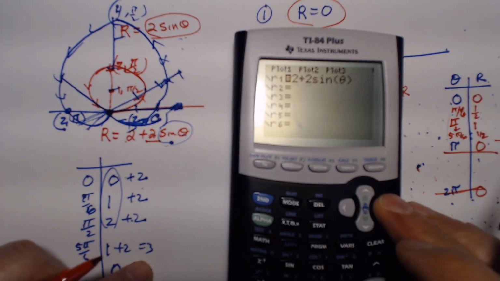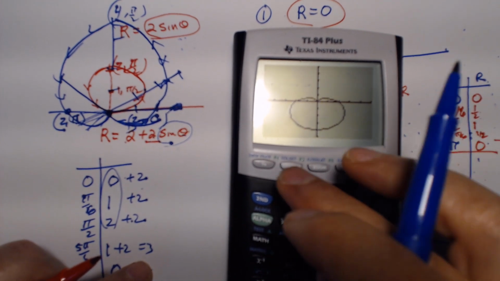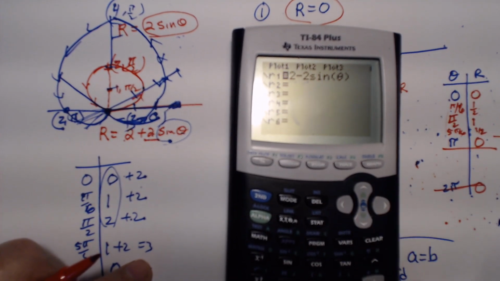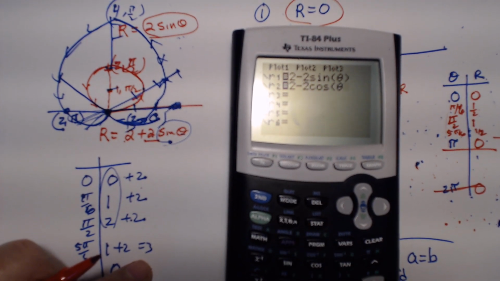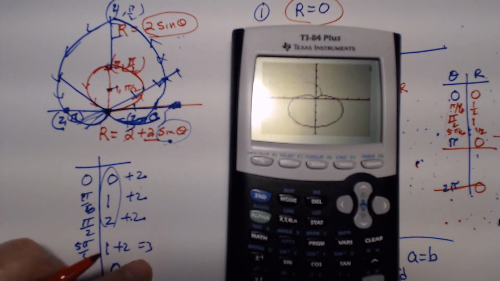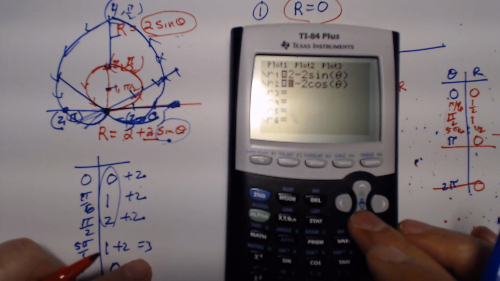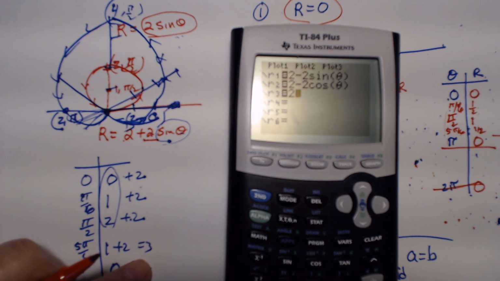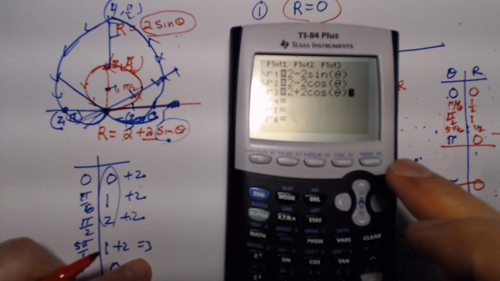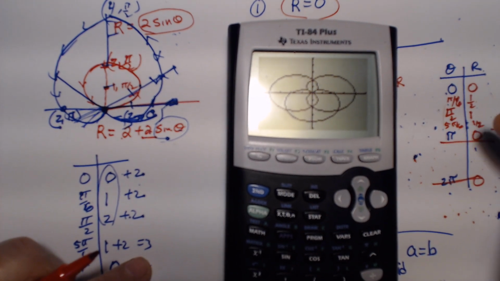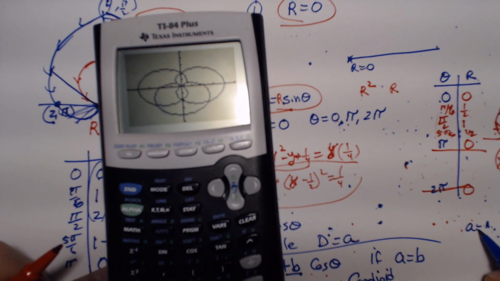If I put this one right here in negative, cardioid goes down. If I, instead of that 2, put 2 minus 2 cosine, the cardioid is symmetric with respect to the polar axis. If I go and put right here 2 plus 2 cosine, cardioid is symmetric with respect to a polar axis. Therefore, we talk about cardioid when A equal to B.